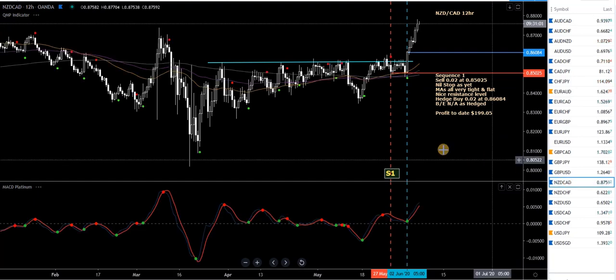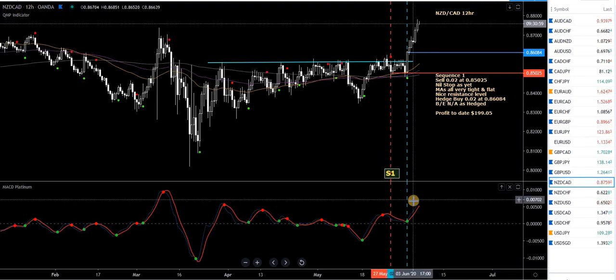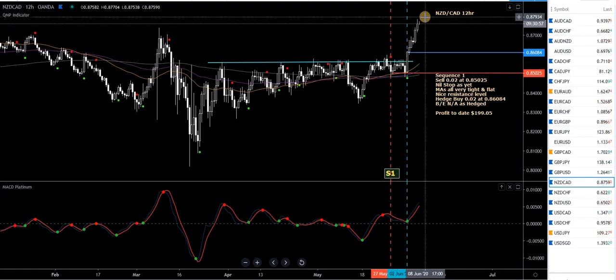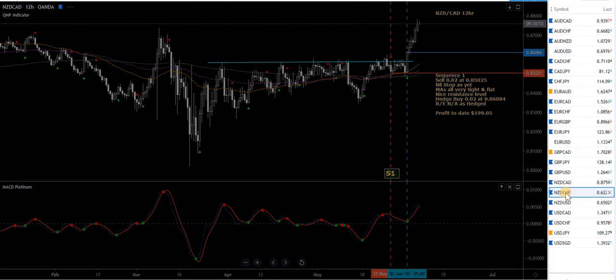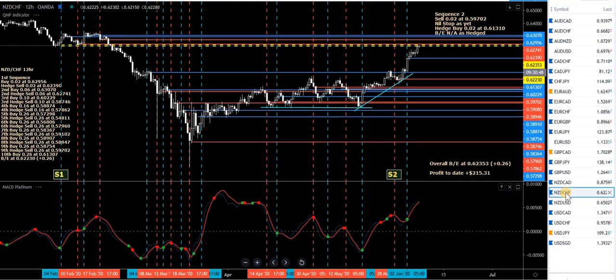New Zealand CAD, this thing's another hedge one. Took a sell, buy, hedge buy, and it's just gone up. Broke this level here. Now it's on a tear away. New Zealand Swiss franc. Let's see how this is going.